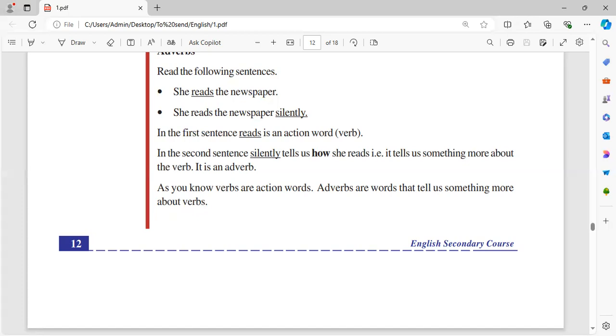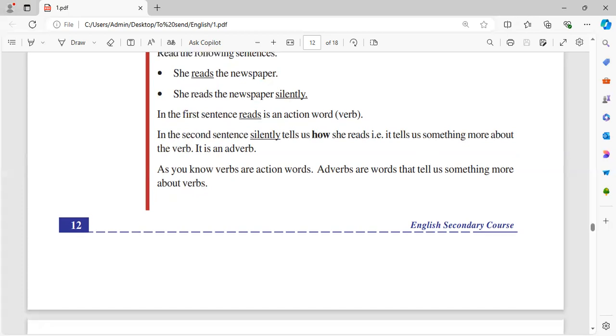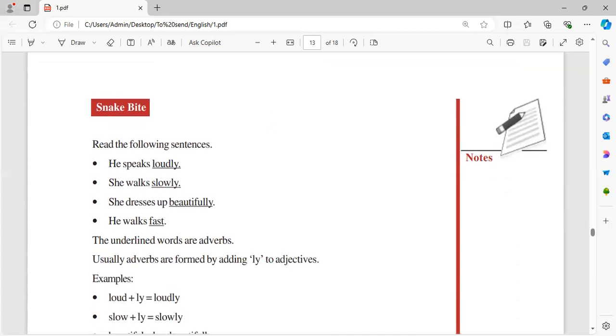As you know, verbs are action words. Adverbs are words that tell us something more about verbs. So what is an adverb? Adverbs are words that tell us something more about verbs.